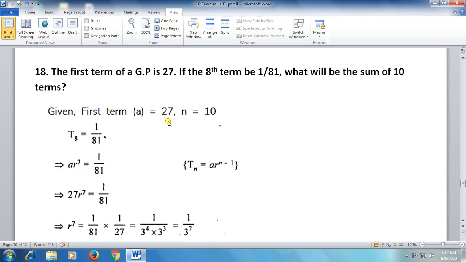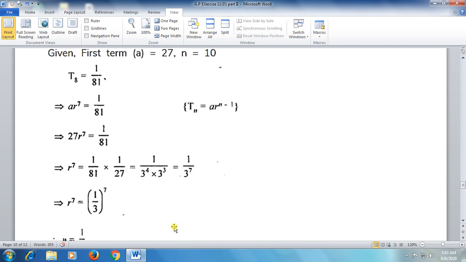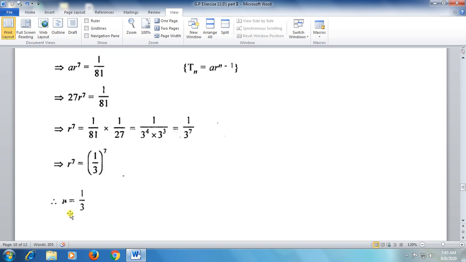Substitute a as 27. Hence r to the power of 7 will be equal to 1 by 3 to the power of 7. Whenever we substitute values like this, when we have to expand in the exponential form, we have to observe the base and power and then proceed with the further calculation. As here r to the power of 7 is on the left hand side, my right hand side value should also be expressed in terms of power of 7. Hence the value of r will be equal to 1 by 3.